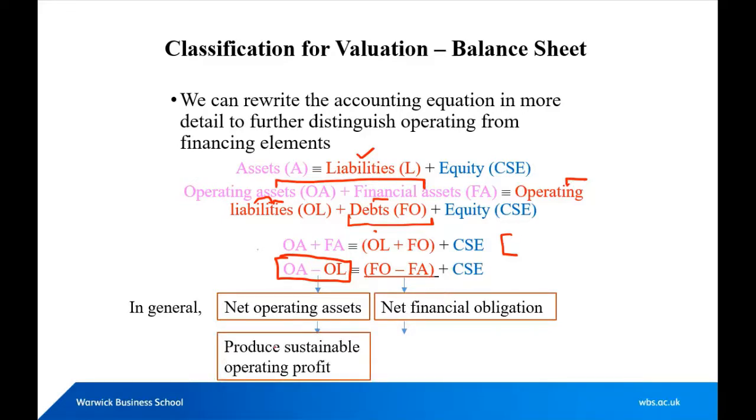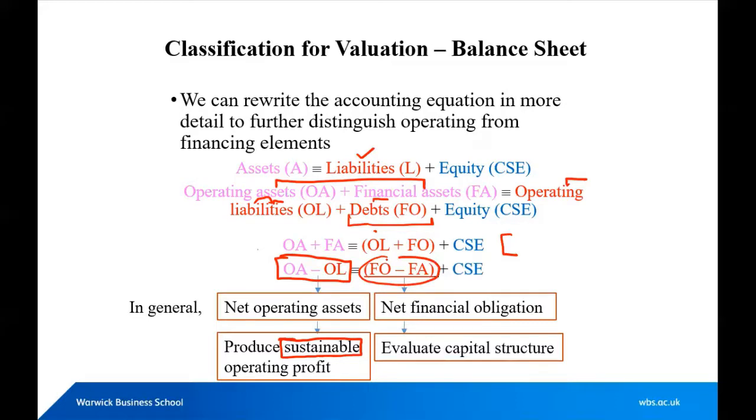Now if a company needs to be sustainable in its equity, it needs to generate profit in this part, produce sustainable operating profit. But this part is helpful for an analyst to measure what is going on in the capital structure.